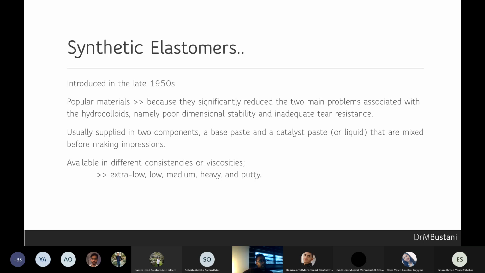Remember last time when we talked about alginate, we said that the filler is what gives the material its mass, what gives the material the body. So in here, the different consistencies, the main difference is the amount of the filler. The extra low or the low body consistency contains the least amount of filler, and the putty will contain the highest amount of filler.